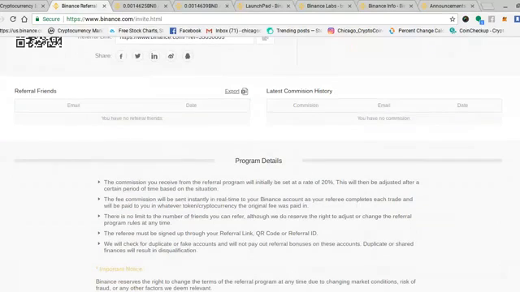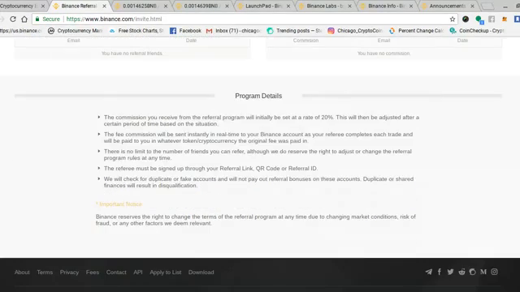So these are the program details. The commission you receive from the referral program will initially be set at a rate of 20%. Then this will be adjusted after a certain period of time based on the situation. The fee commission will be sent instantly in real time to your Binance account as your referee completes each trade and would be paid to you in whatever token of cryptocurrency the original fee was paid in. There is no limit to the number of friends you can refer, although we do reserve the right to adjust or change the referral program rules at any time.